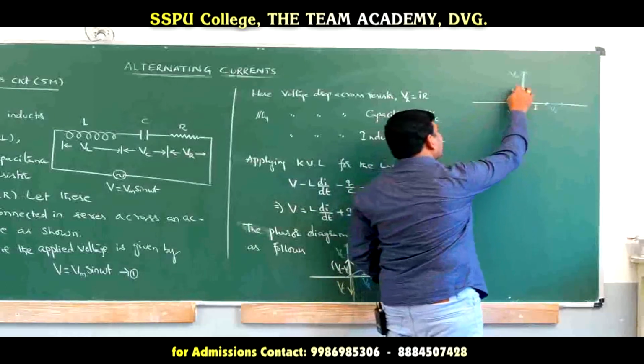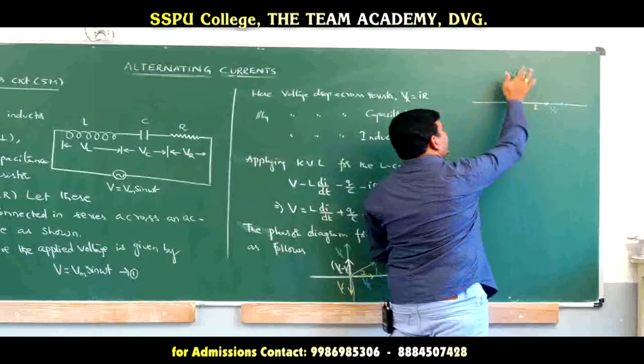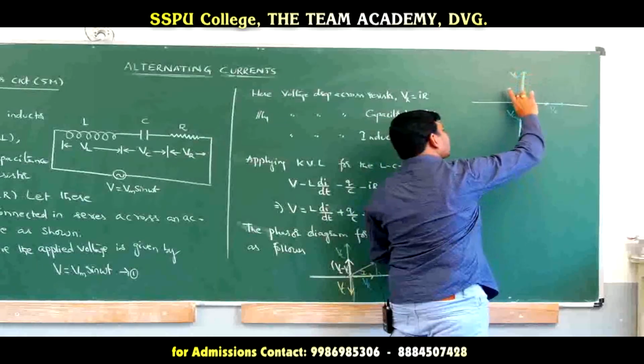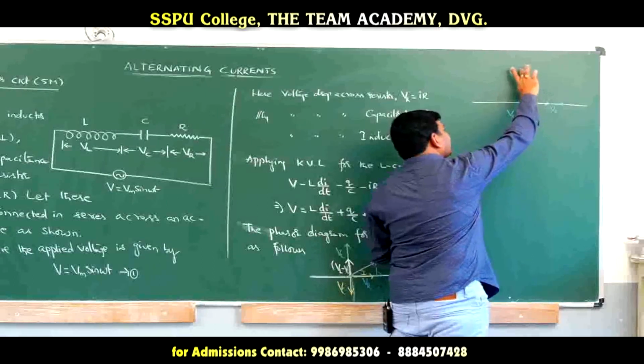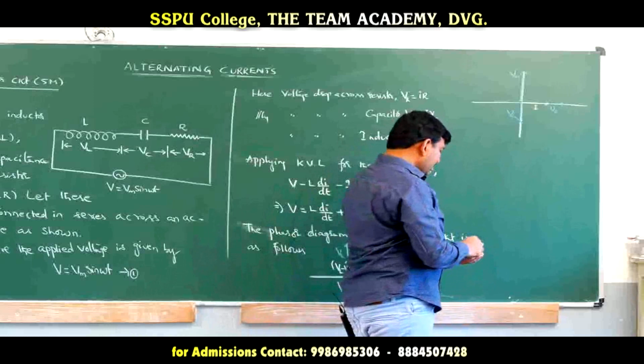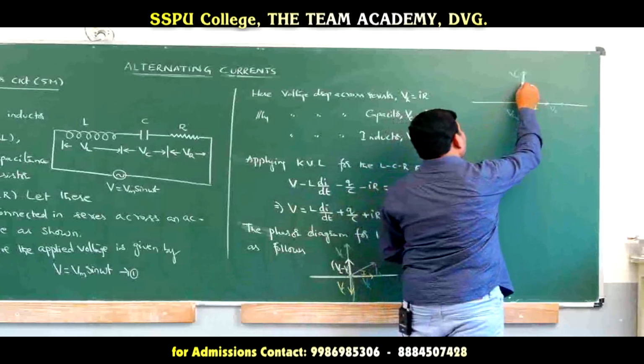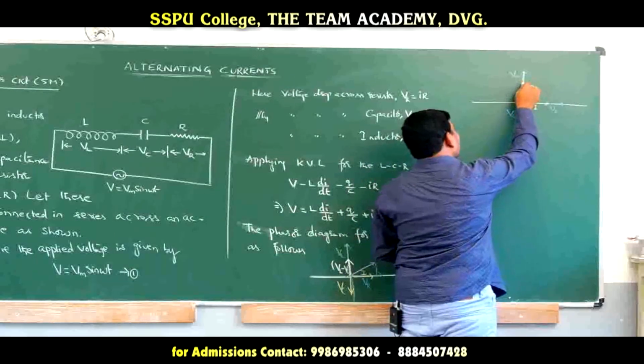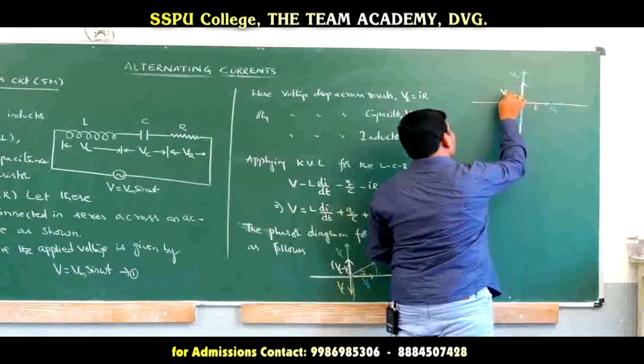Now what is the resultant of these two vectors? This is upward and this is downward. This is larger magnitude, this is smaller magnitude. If this is 5 and this is 3, the resultant is 5 minus 3, 2, which is upward. So here the resultant of these two will be upward and that is nothing but VL minus VC.